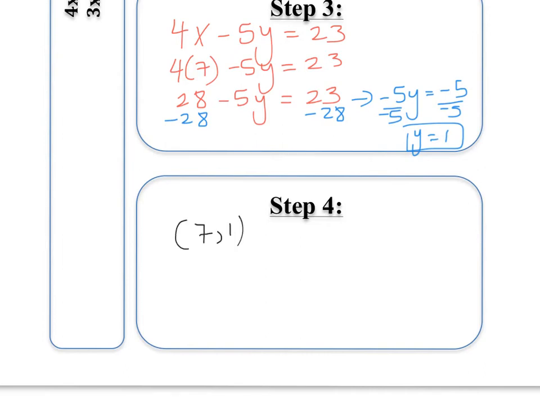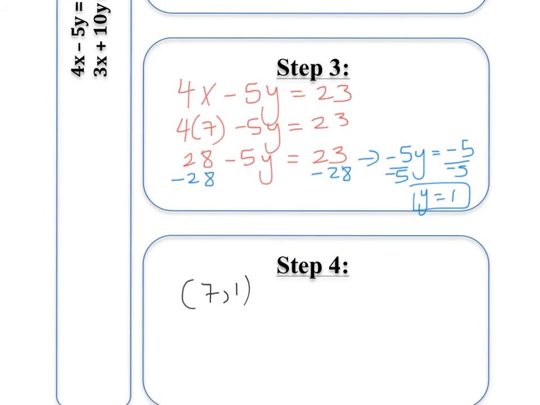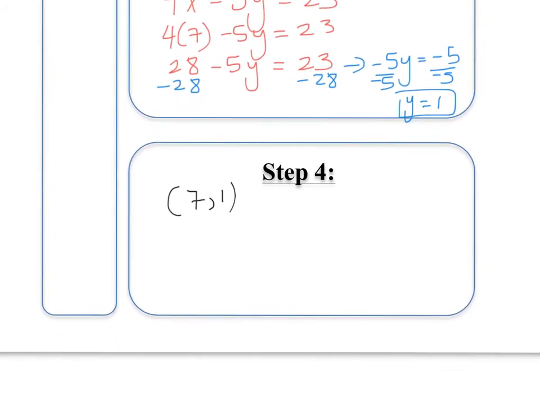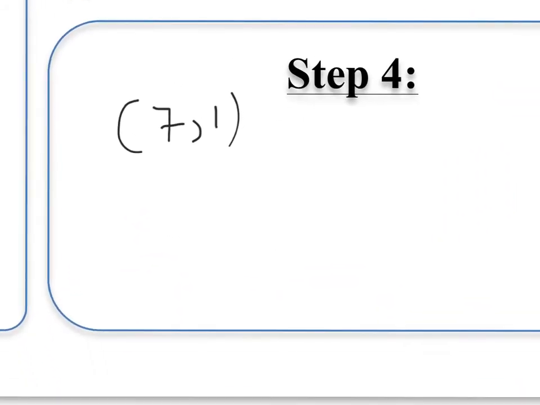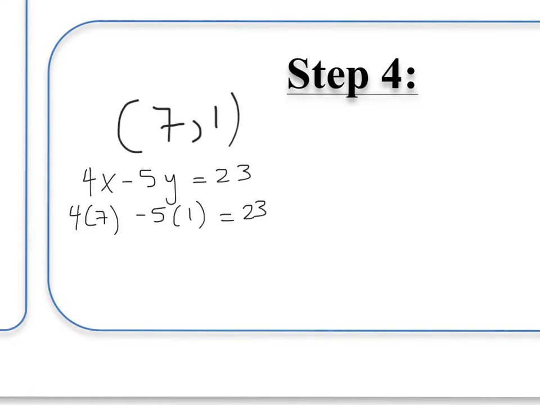Now to check if your solution is correct or wrong, you need to plug it in both equations. So go ahead, copy the first equation down. And plug in 7 for x and 1 for y, and check, is it going to give you 23? 4 times 7 is 28, minus 5 times 1 is a 5, and yes, it will give me 23. So once you plug it in the first equation, you see that your solution is correct.